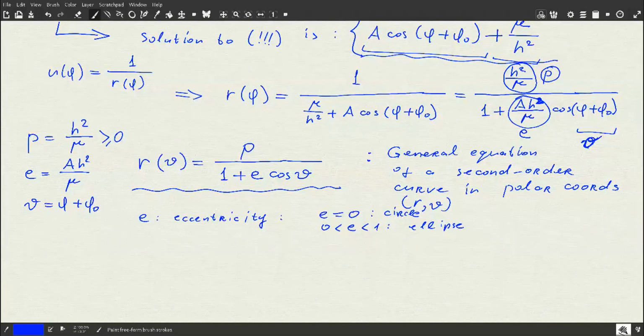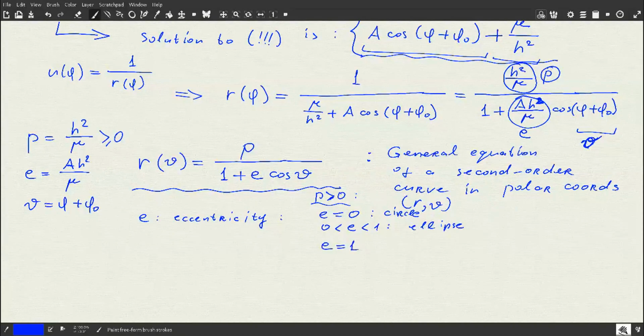Regarding E, we don't know, because mu is positive, obviously, and H squared is at least non-negative. E can be arbitrary because it contains an arbitrary constant A, absolutely arbitrary. And phi 0 is arbitrary as well. So if, for example, we have P greater than 0, as normally would be, P equal to 0 is a very degenerate case. If P is greater than 0, then E equal to 0 corresponds to a circle. Between 0 and 1, it is an ellipse.